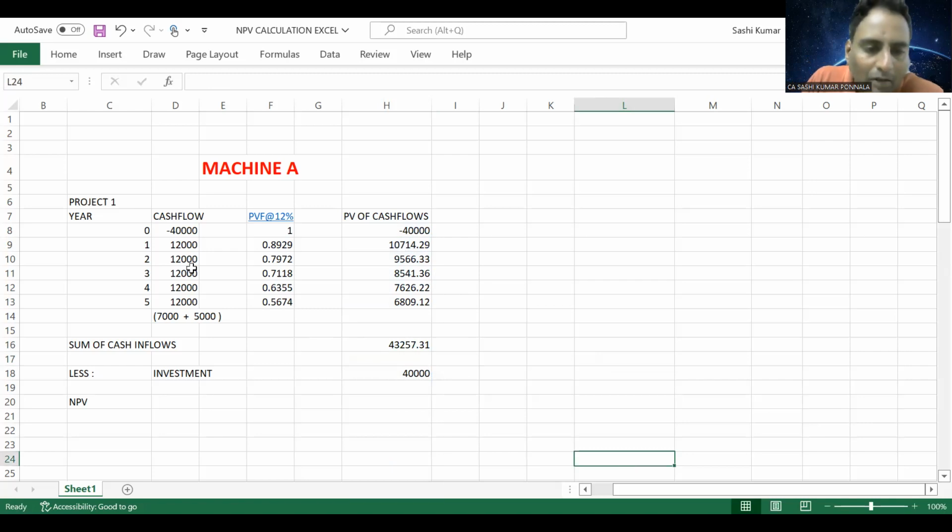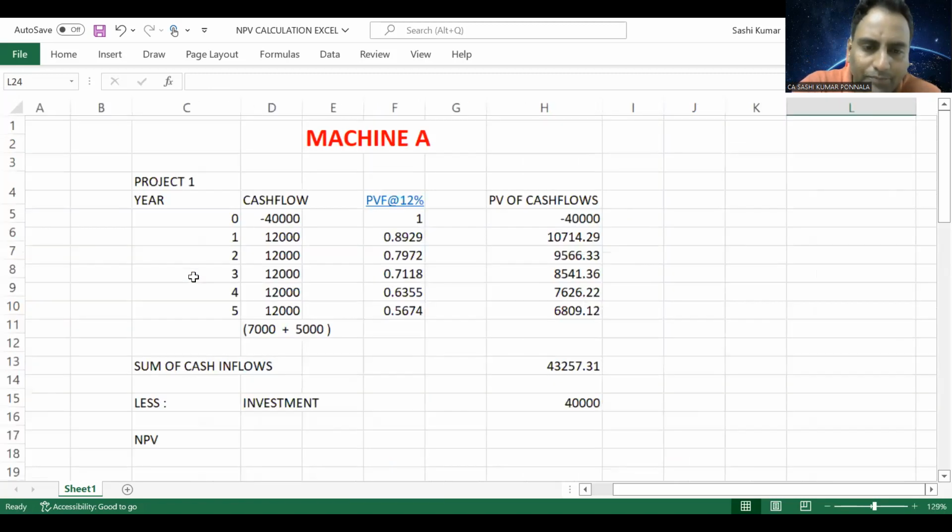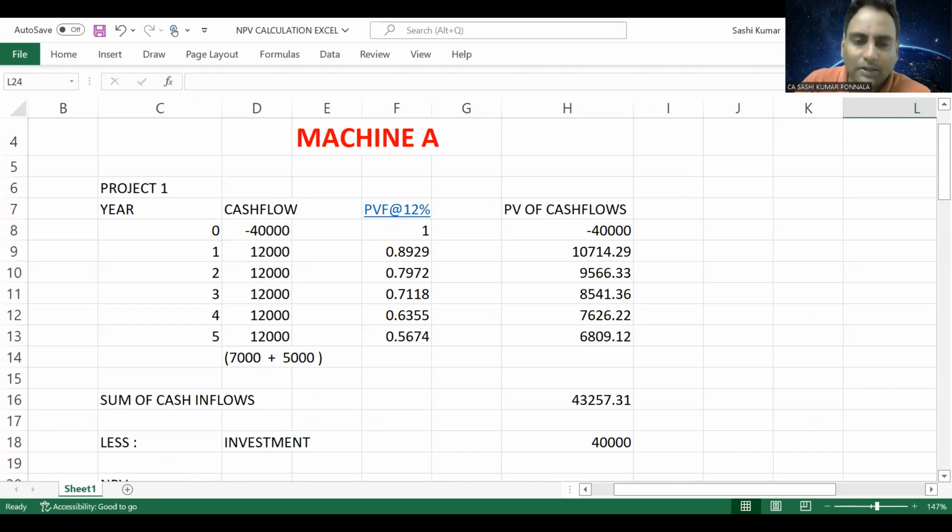Look at this. 12,000, 12,000, 12,000. In the next 5 years, I am discounting at 12%, meaning I am deducting 12% interest from the profit every year. So after deducting 12% interest, I am going to have 10,740 from the first year cash flow, 9,566 from the second year cash flow, 8,541 from the third year cash flow, and so on. That means today I have 43,257.31 rupees, which I can use to recover my investment.